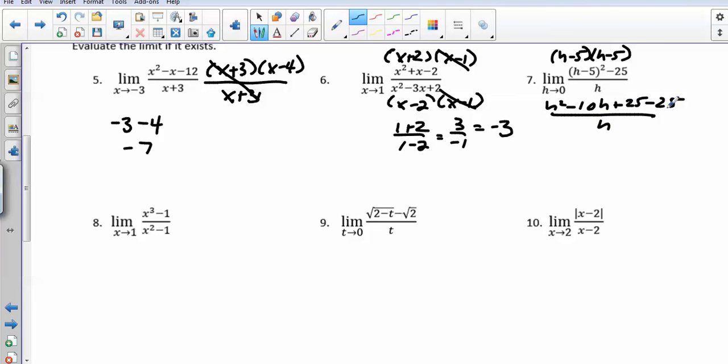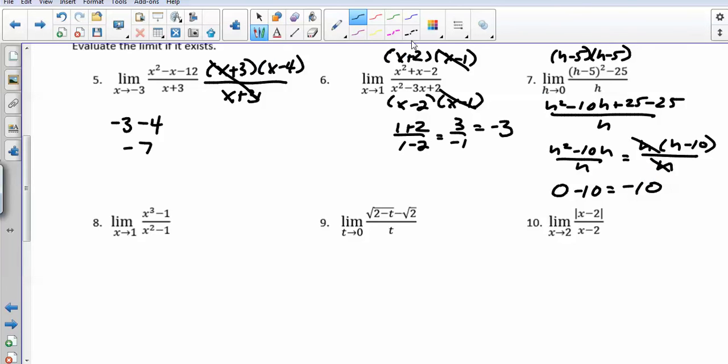So the 25 minus 25 cancels out, giving you h squared minus 10h over h. And then what you need to do is factor out the h as a common factor. So h times h minus 10 over h, and now these will cancel. And now I can substitute the 0 in to get my final answer. 0 minus 10 equals negative 10.